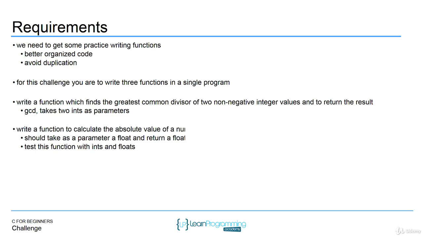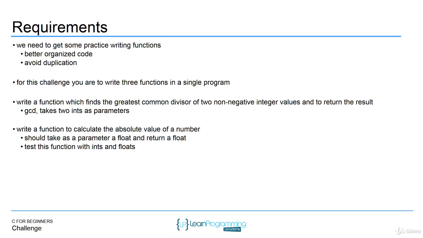It's up to you. I also want you to write a function to calculate the absolute value of a number. The absolute value of a number is the positive value. So if you have the number -5, the absolute value of that is 5. If you have a positive number 5, the absolute value is 5. It's a very simple function. All you need to do is check if it's less than 0, and if it is, make it positive.